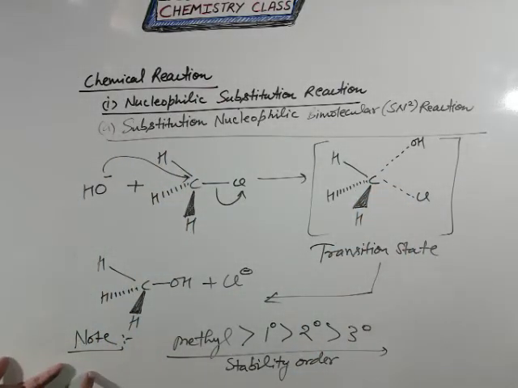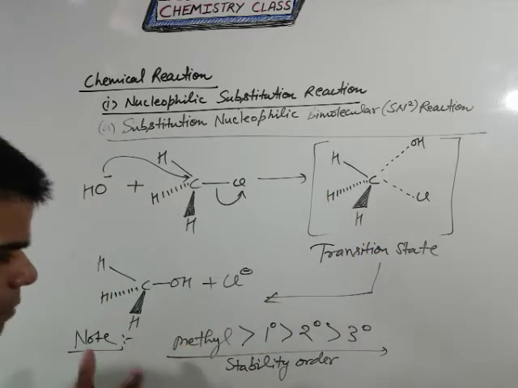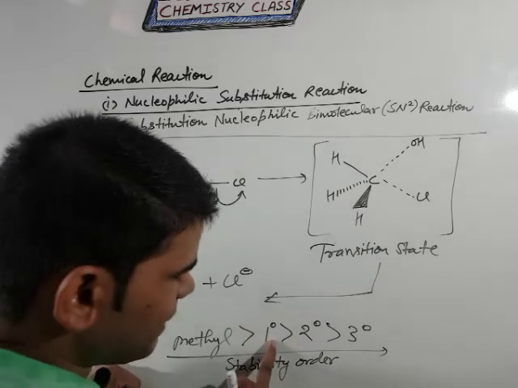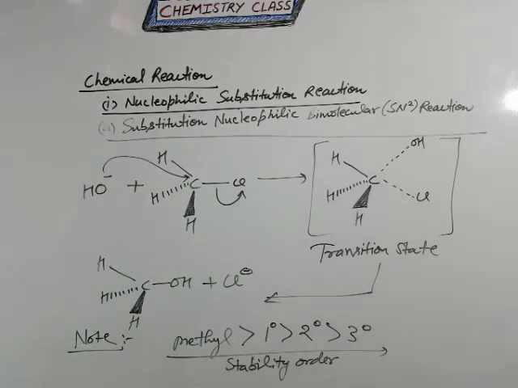So students, remember one thing: the order of the SN2 reaction is first of all methyl derivative, then alkyl halide of the primary type, then secondary type, and the tertiary type for the SN2 reaction.